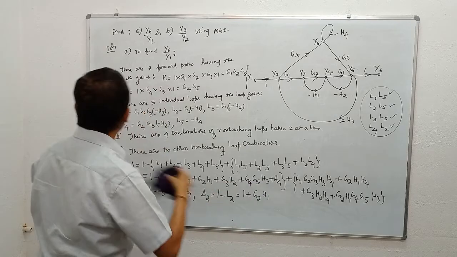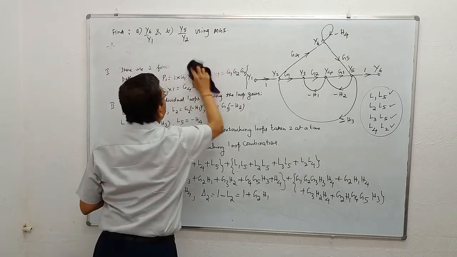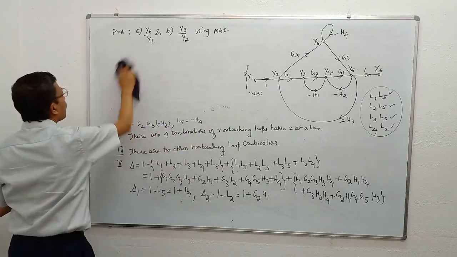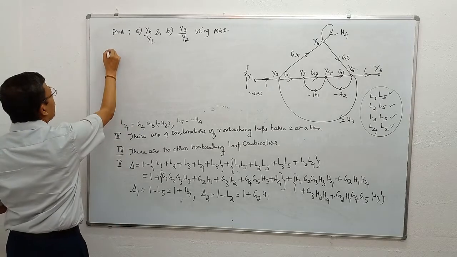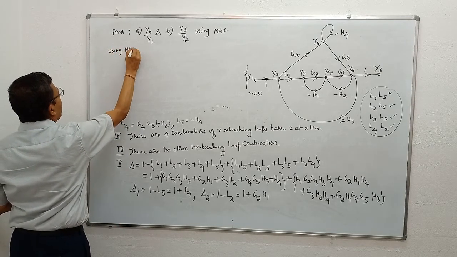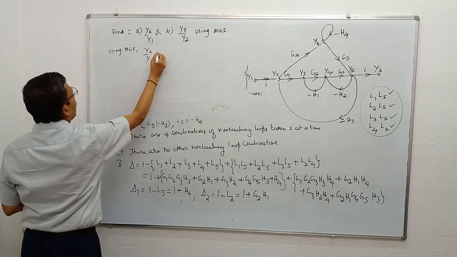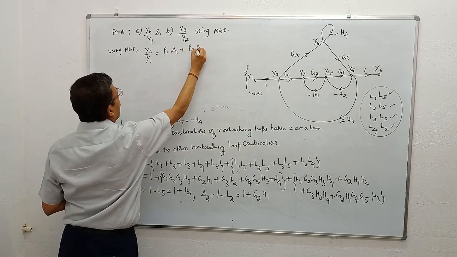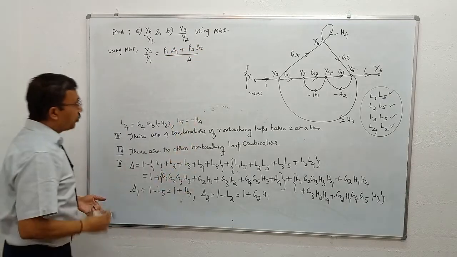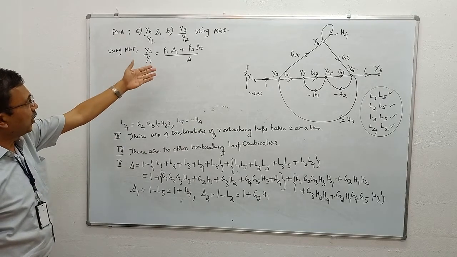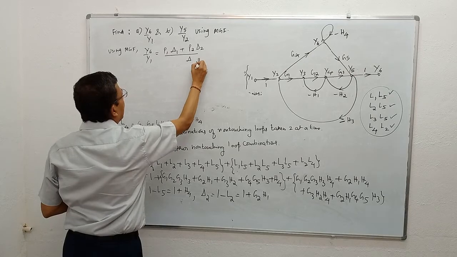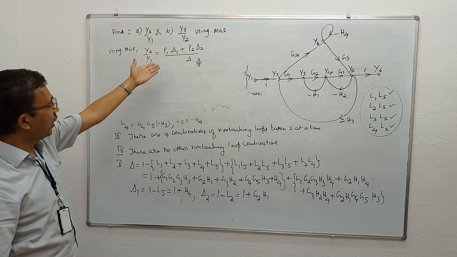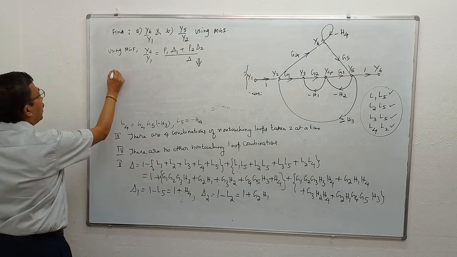Next step is to apply Mason's gain formula. Using Mason's gain formula, y6 by y1 is equal to p1 delta 1 plus p2 delta 2 divided by delta. Substitute the values of p1, delta 1, p2, delta 2 and delta and simplify. That you can do at home. You know what is p1, delta 1, p2, delta 2, delta; substitute and keep the answer.